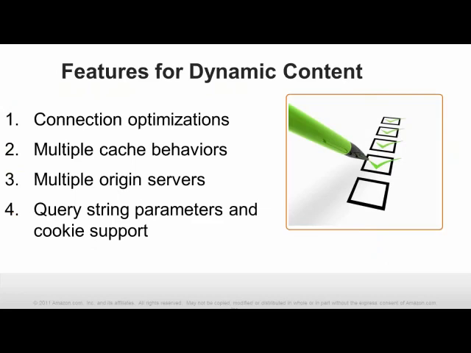I want to talk now about the features we've built for dynamic content and really talk about four groups of features. The first are connection optimizations. The second are multiple cache behaviors and, sorry, query strings and cookies. We'll talk about each of those four as features that we've built for Amazon CloudFront for dynamic content.